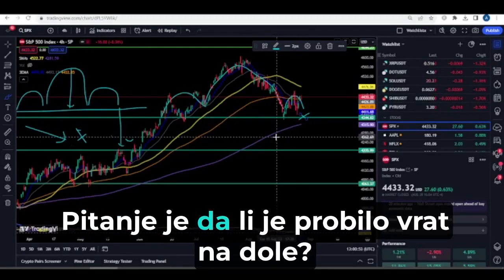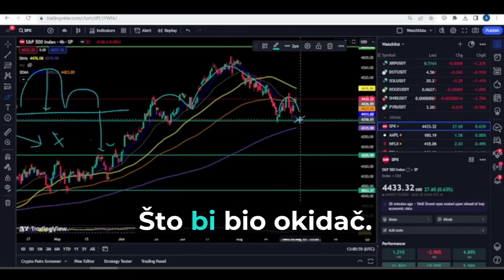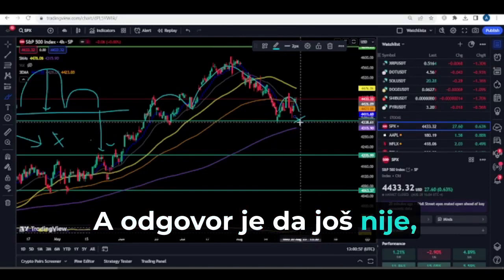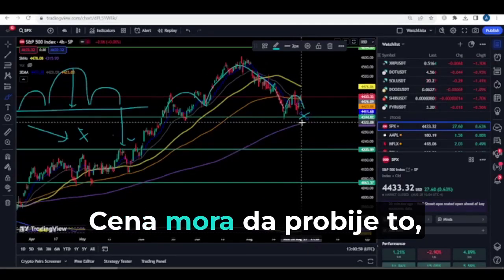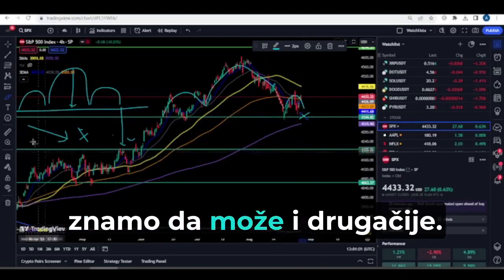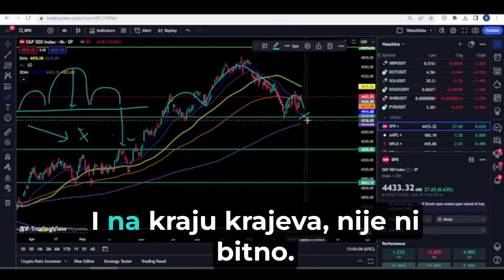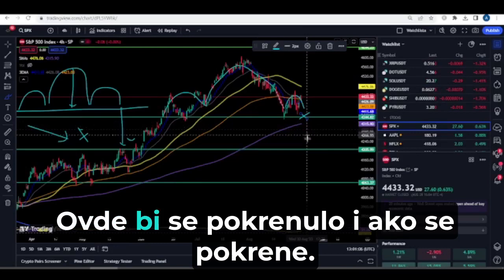All right, now the question is, has it broken the neckline, which would be the trigger? And the answer is it hasn't yet. The neckline is down here. Price has to violate that. Now, for all we know, we could go like this, right? I mean, it doesn't really matter. Ultimately, this is where it would trigger. And if it triggers, right?